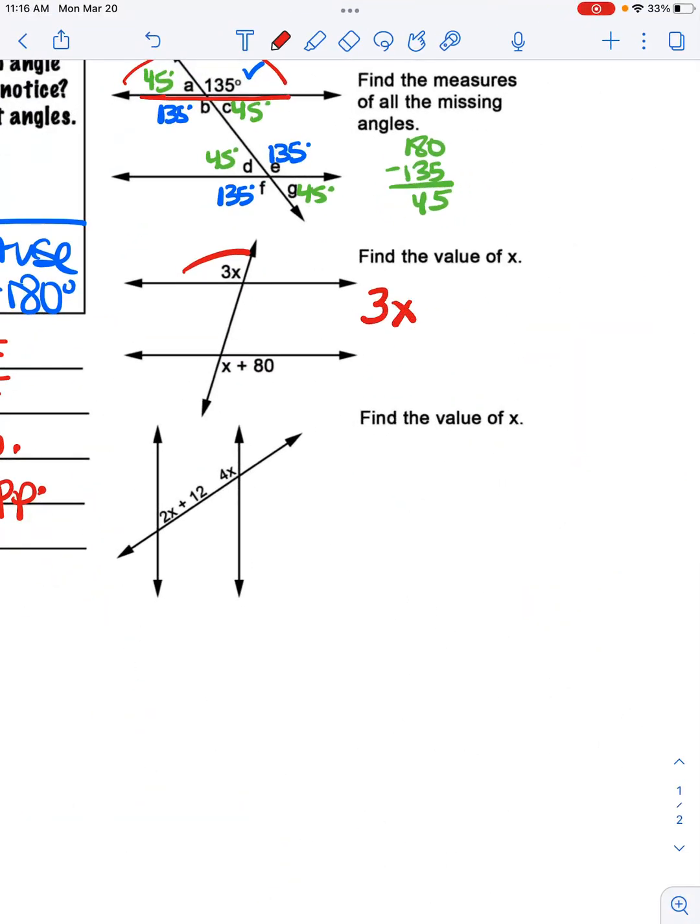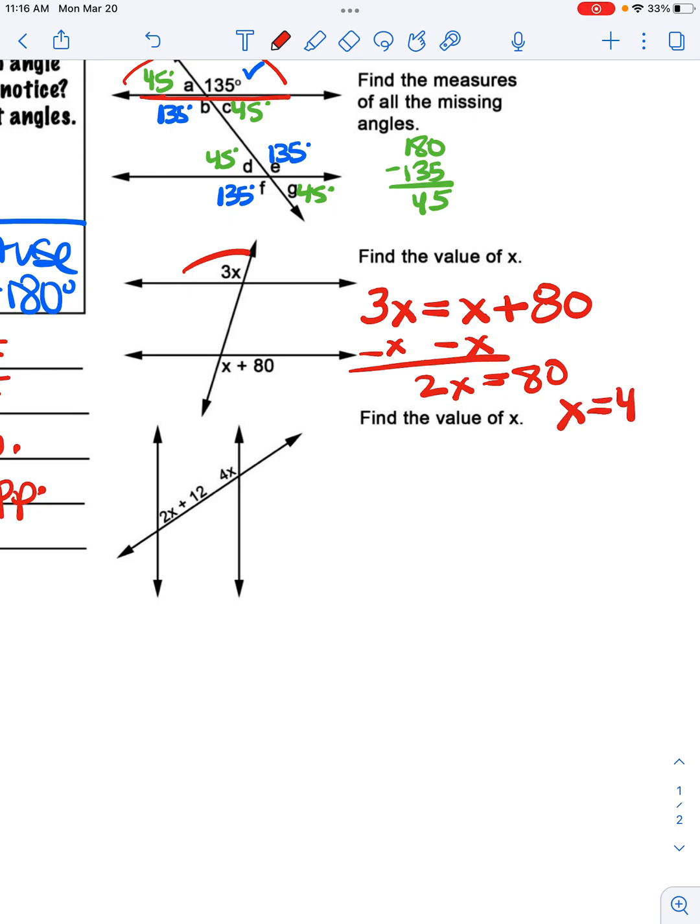And we can write an equation. 3x is equal to x plus 80. And we're just going to solve it using all the steps we've learned about equations. So we have 2x equals 80. So when I divide both sides by 2, I get that x is 40.